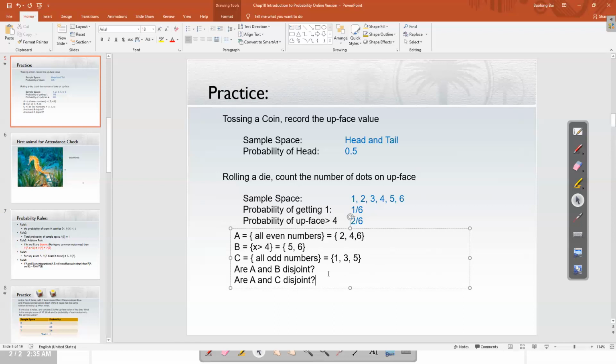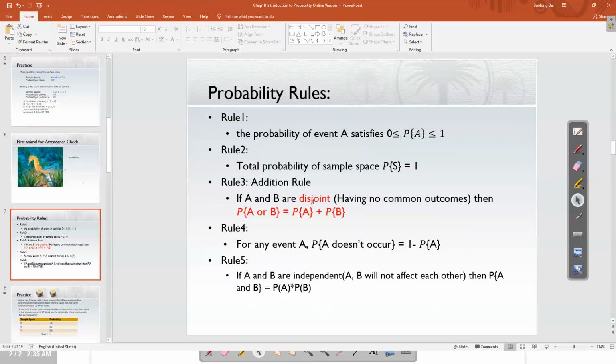Okay, so what does disjoint mean? Disjoint means the 2 events have no common outcome. They don't have anything in common, right? So when you look at A and B, you can see that 6 is a common outcome in there, right? So then A and B are not disjoint. Are A and C disjoint? A and C, there's nothing in common, right? So they are disjoint. So that's what disjoint means.